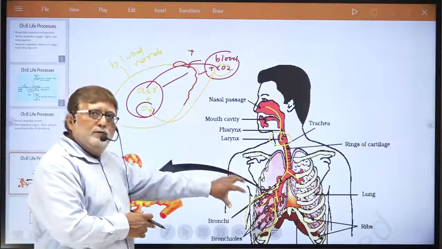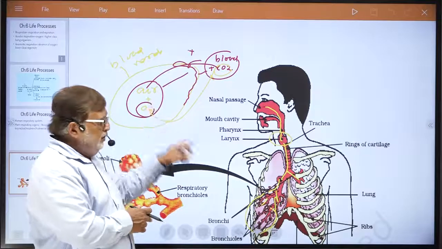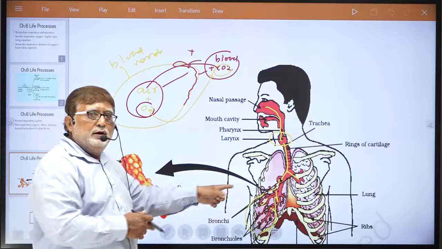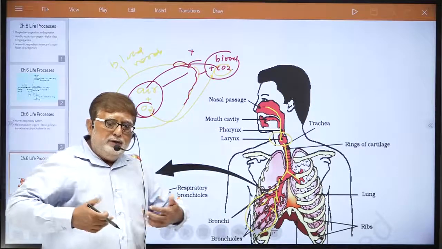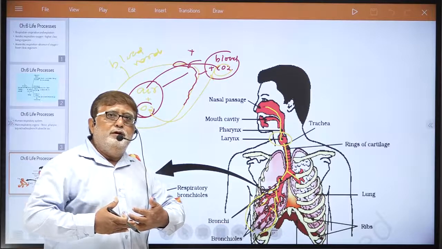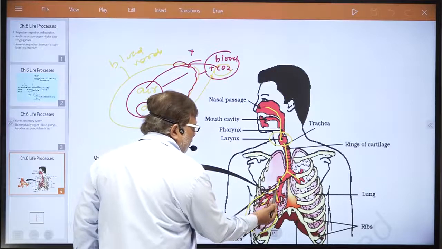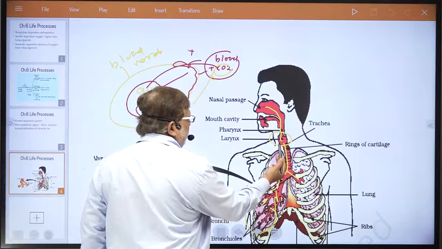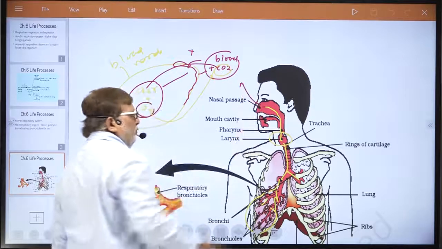So now the alveoli are filled not with oxygen rich air, but with carbon dioxide, which means it has become impure air. Now what happens, dear student, when we relax? You decrease the thoracic cavity lung space, and this impure air is pushed out of your alveoli. This impure air goes to trachea, larynx, pharynx, and then it is thrown out of your nostril.